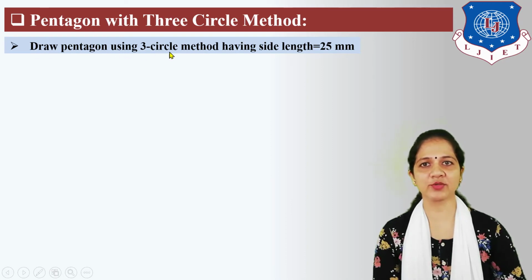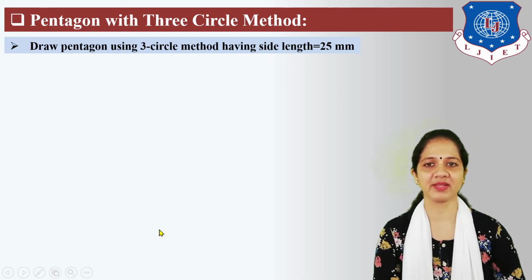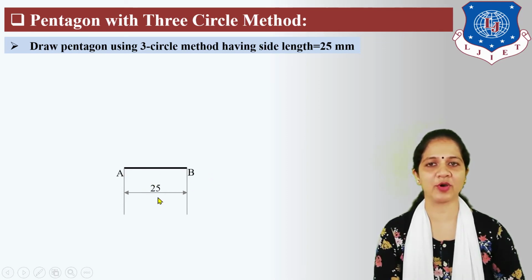Draw a pentagon using the 3 circle method. Take side length equal to 25 mm. First draw side AB having side length 25 mm or 2.5 cm. Take center A, radius AB, which is 25 mm, and draw one circle.